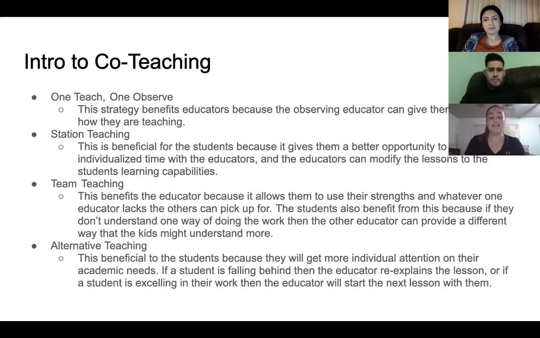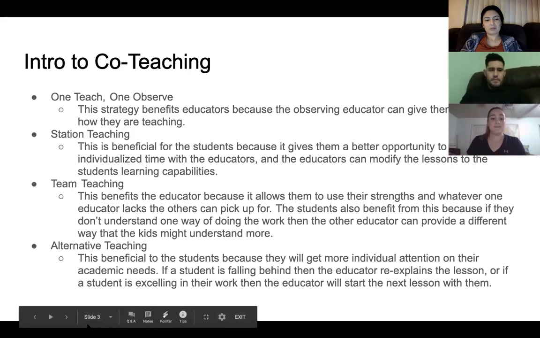And the last one is alternative teaching. This is beneficial to the students because they will get more individual attention on their academic needs. If a student is falling behind, then the educator re-explains the lesson, or if a student is excelling in their work, then the educator will start the next lesson with them. Next slide, please.